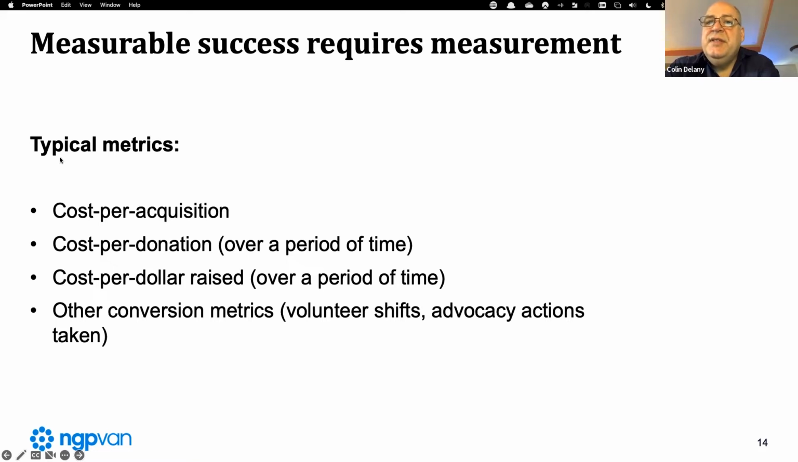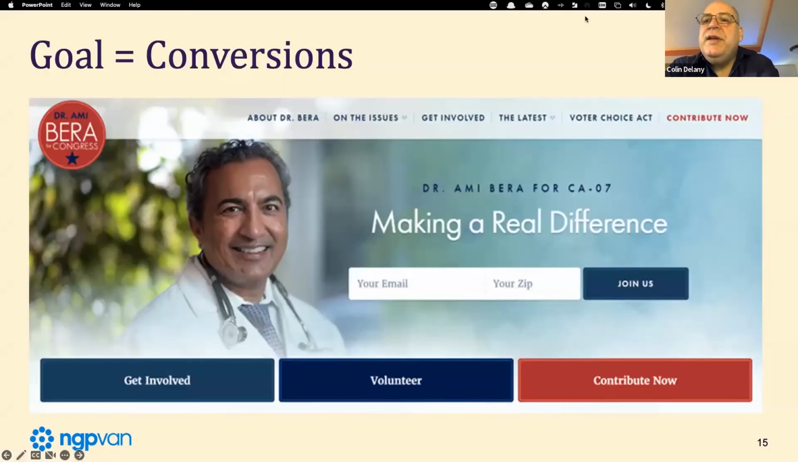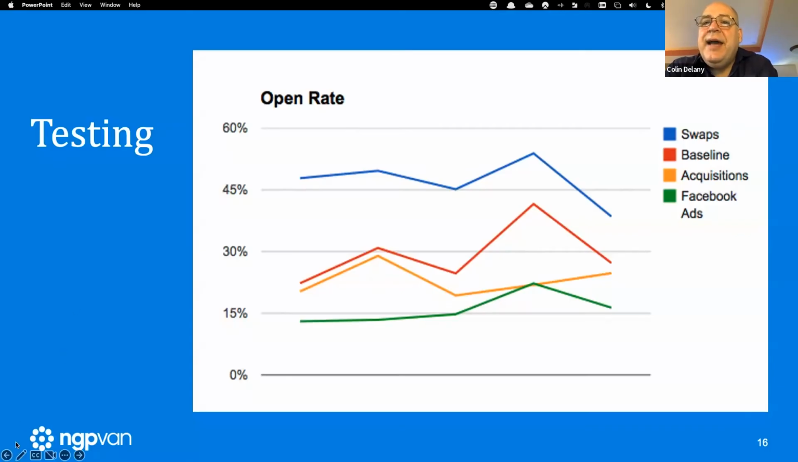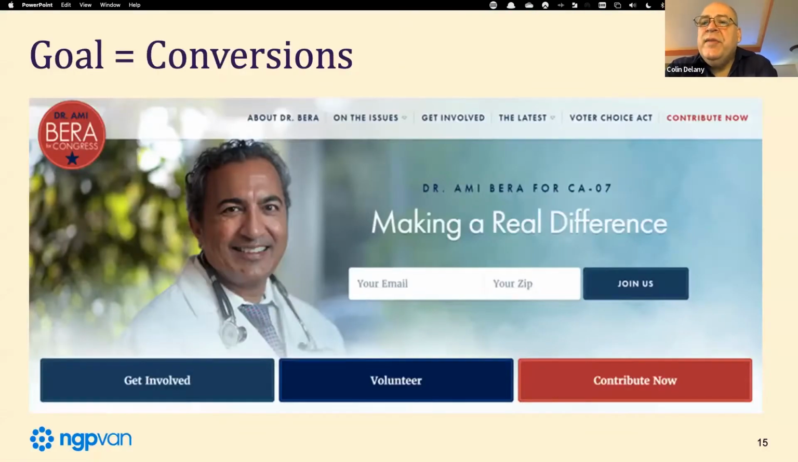So next slide, please. The goal is generally conversions. And I want to put out a word for the humble website right now. This is obviously a website for a congressional candidate. You can guess, I think, that he's a doctor from the stethoscope around his neck. But look at the website. It is optimized for conversion. Email, zip. That's the most important thing you need from someone. You're not asking for too much information. You can get it later. Get involved, volunteer, contribute now. These are all conversion actions.